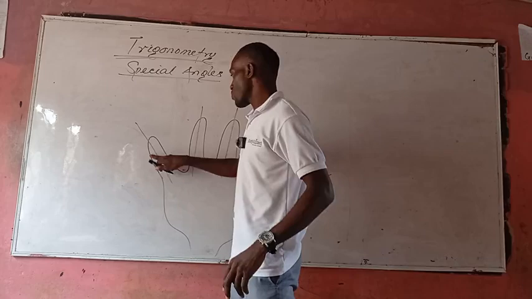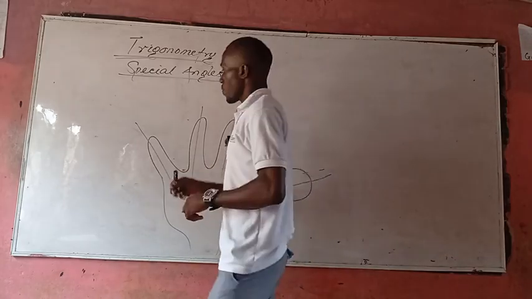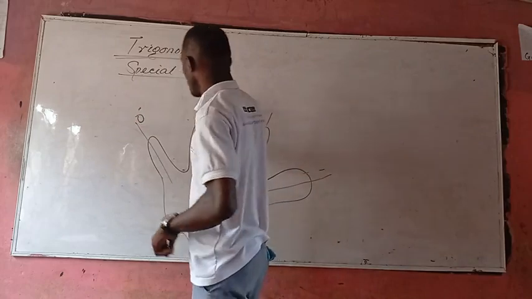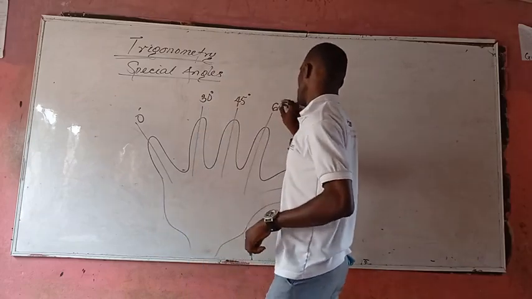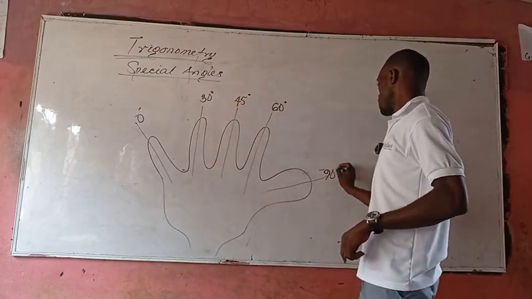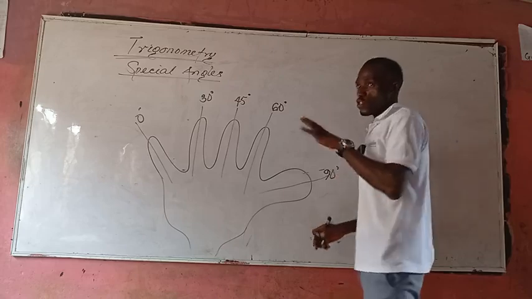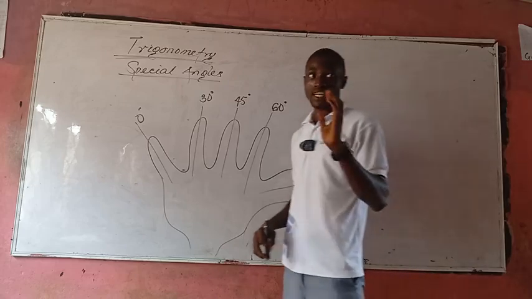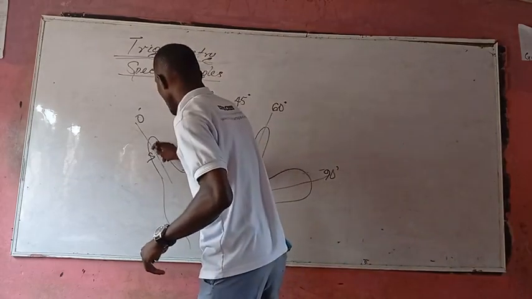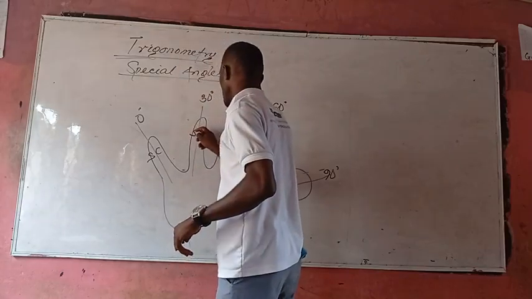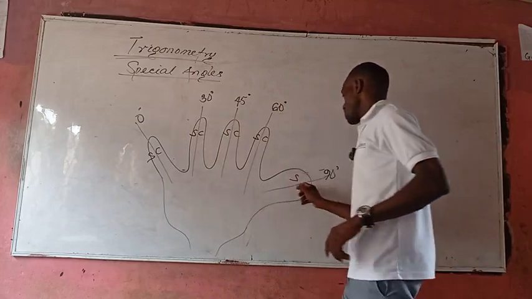Now before you put sine and cos, you put your special angles. What are your special angles? 0 degrees, 30 degrees, 45 degrees, 60 degrees, 90 degrees. Now, you want to know how to find their sine and cosine. So you put sine here, cosine here: sine, cosine, sine, cosine, sine, cosine, sine, cosine.